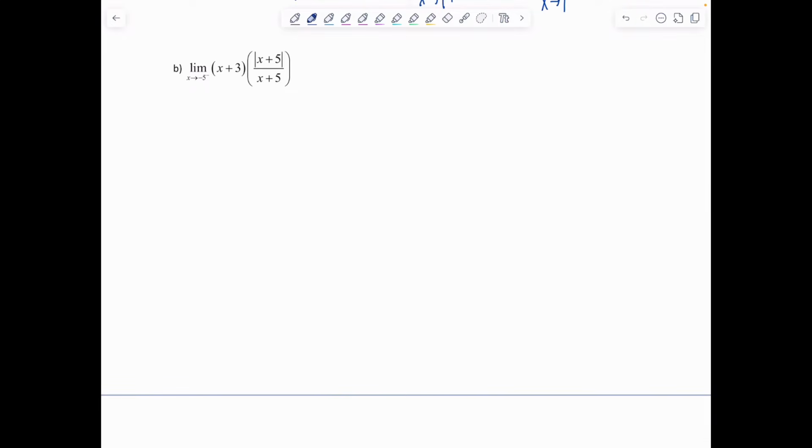Now, another scenario where you would have to deal with a piecewise function, it's kind of a sneaky one, it's in disguise, is if you're given an absolute value function. So here we're looking at the limit as x approaches -5 from the left of x plus 3 times absolute value of x plus 5 over x plus 5.